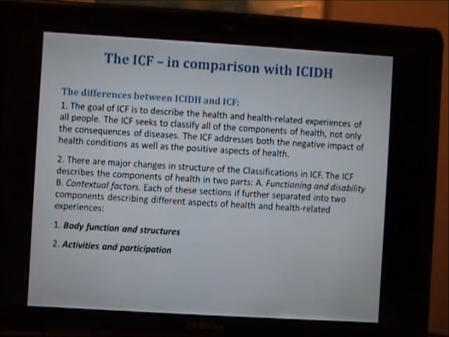Second, there are major changes in structure of the classification in ICF. The ICF describes the components of health in two parts: A. Functioning and disability, and B. Contextual factors. Each of these sections is further separated into two components describing different aspects of health and health-related experiences. First, body function and structures. Secondly, activities and participation.